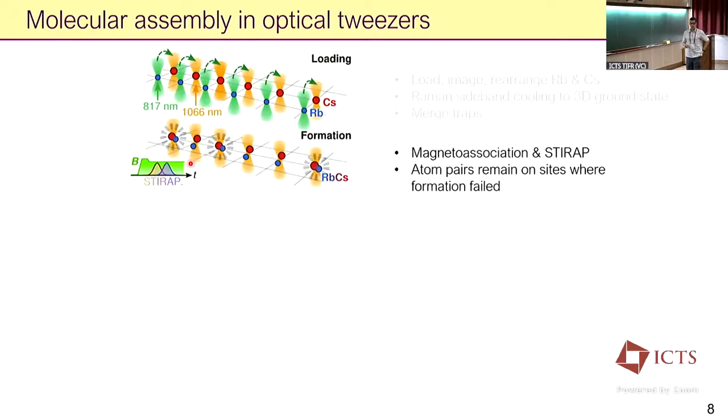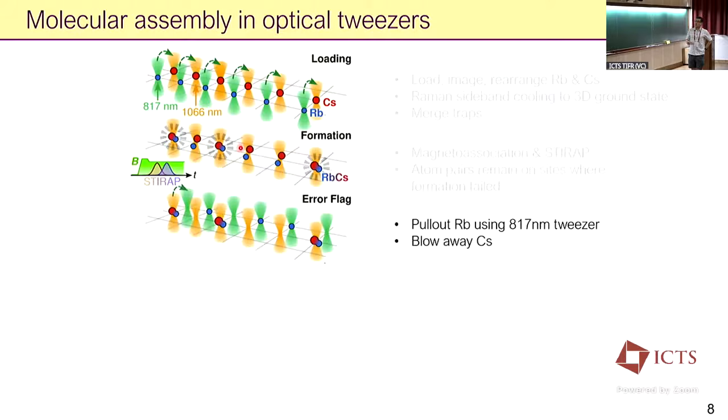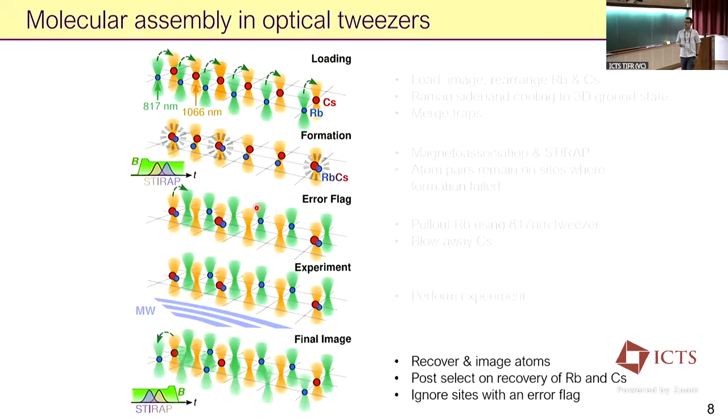This doesn't work everywhere because our cooling is not perfect. But where it does work, we get a molecule, and where it doesn't, there's still an atom pair remaining. We can use the fact that the atom pair remains to detect the error. Actually, we can turn on this 817 tweezer and pull out a rubidium atom and use this as an error flag. It shows where the molecule was not formed. We then do our experiment, and at the end, we always break the molecule apart and separate the atoms and post-select on recovering the atom pair, ignoring those sites where we have the error flag.